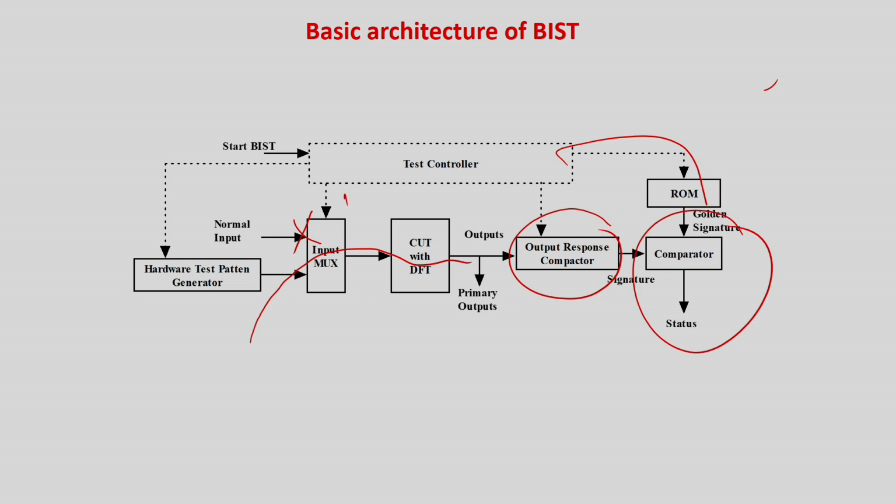If it is operating properly, then the test mode will become 0, normal inputs will be coming and the circuit will be doing its normal operation. But if an error has been found, then it will stop the chip and you have to replace the IC. That is the scheme of built-in self-test. Now this architecture is very simple.